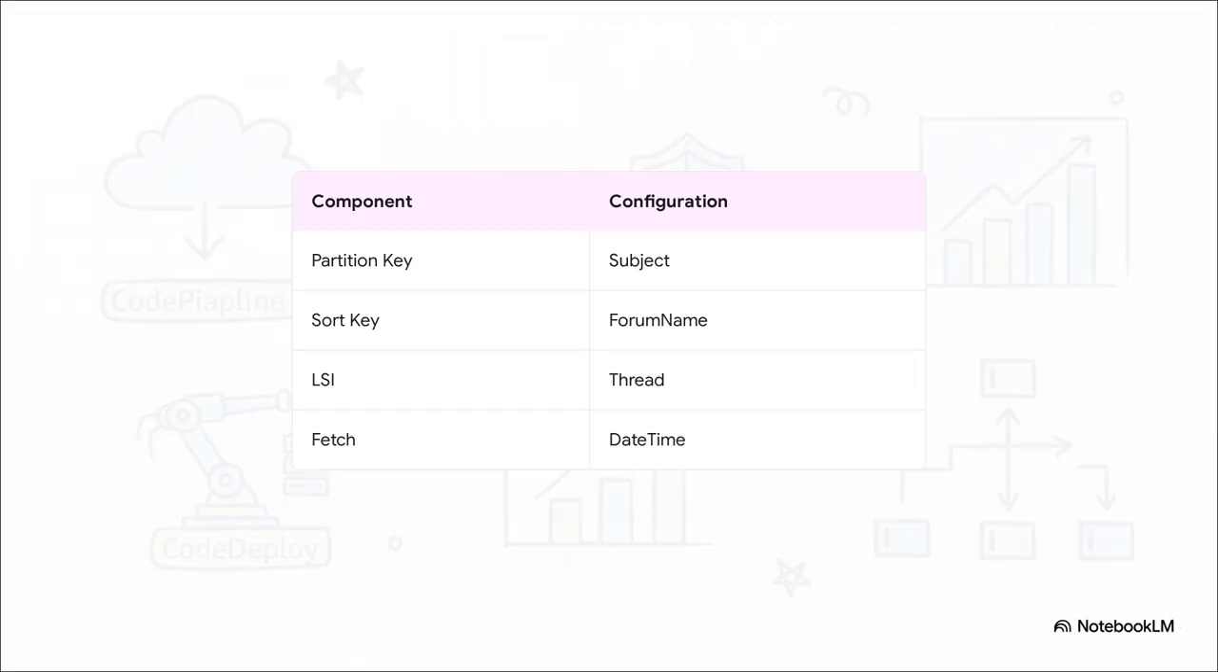To get that kind of data set running perfectly without breaking the bank, we've got to nail the schema layout. Based on the query requirements, you'd set your partition key to subject and your sort key to forum name. But here is the real secret sauce. Create a local secondary index, an LSI, with thread as the sort key, and then use fetch operations just for the last post date time. That setup perfectly handles complex query requirements without chewing through expensive read capacity.